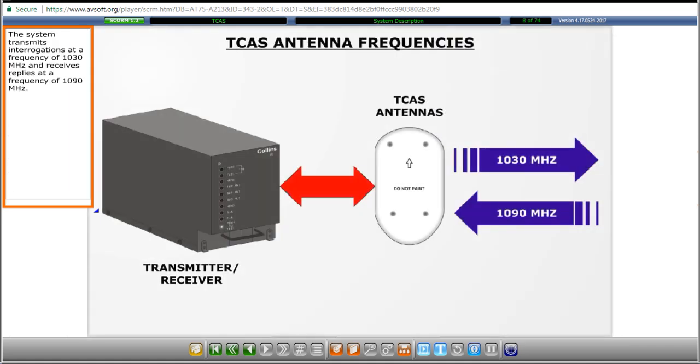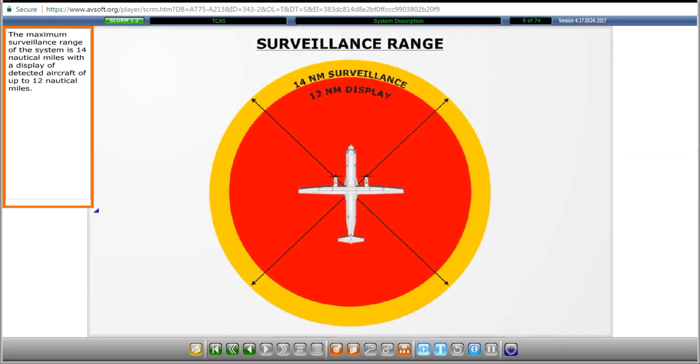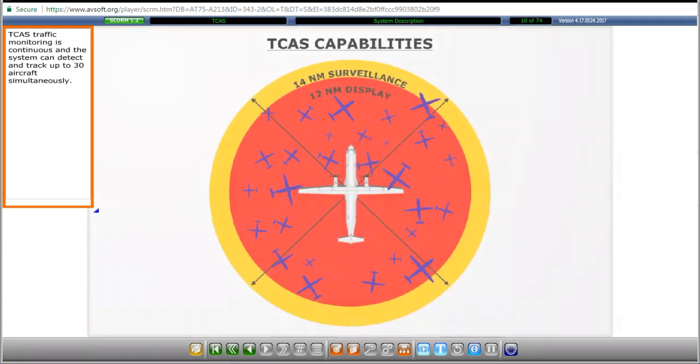The system transmits interrogations at a frequency of 1030 MHz and receives replies at a frequency of 1090 MHz. The maximum surveillance range of the system is 14 nautical miles, with a display of detected aircraft of up to 12 nautical miles. TCAS traffic monitoring is continuous, and the system can detect and track up to 30 aircraft simultaneously.